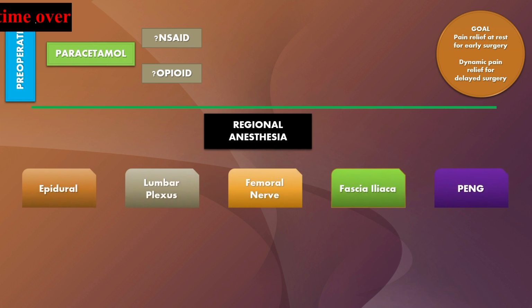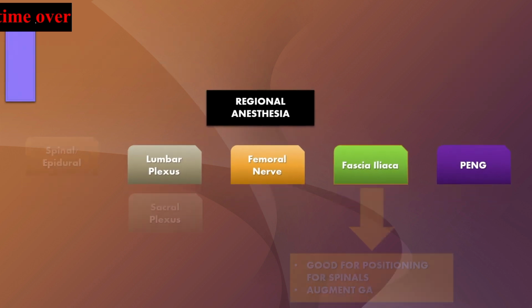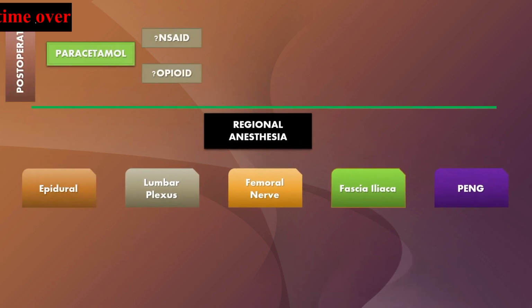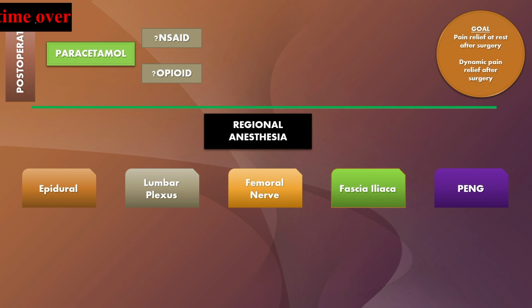So your regional anesthesia options, I've laid it out to you before. If you're taking the patient intraoperative now, your options are going to be either the femoral nerve, a fascia iliaca block, or a PENG block. If it's going to be for surgical anesthesia, then your options are limited to the spinal, epidural, or lumbar and sacral plexus. And in the post-operative period, you're going to probably continue your paracetamol and NSAIDs, but here you're going to look at dynamic pain relief after surgery. You'll have to take that into consideration depending on how your surgeons want the patients to ambulate.